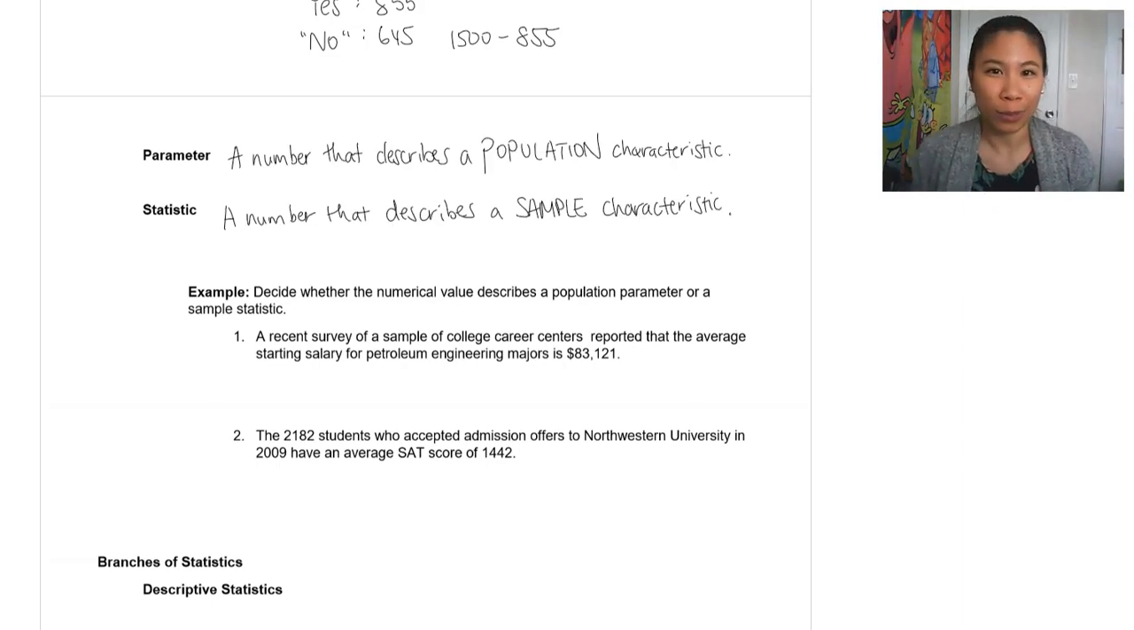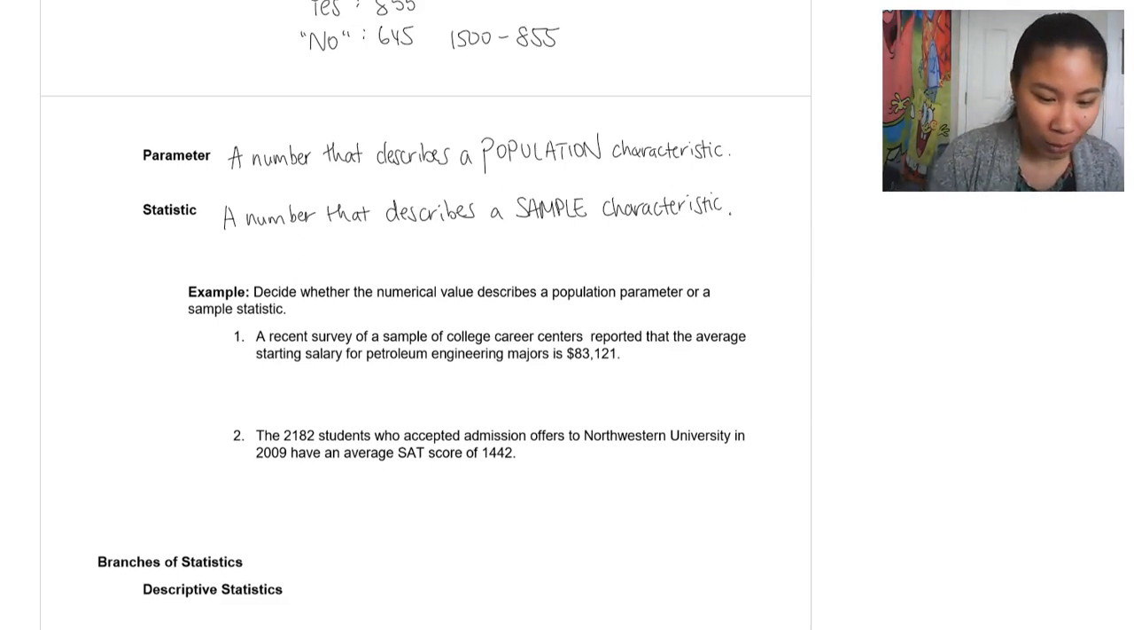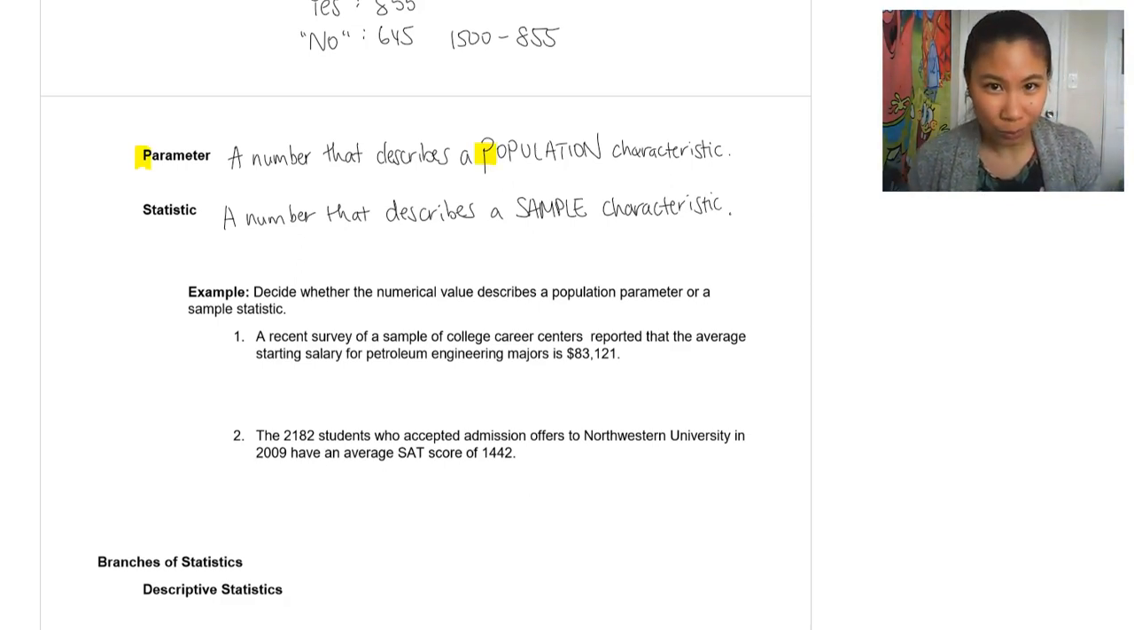So an easy way to remember this, parameter always goes with a population characteristic. I think of it as both of them start with P's. P for parameter, P for population. And then sample goes with the statistic. So a statistic is a number that describes a sample characteristic. Okay, so as we read through problems, stuff you're going to see on the homework, you have to be able to identify whether the data in there come from a population or from a sample. So is it a parameter or a statistic?